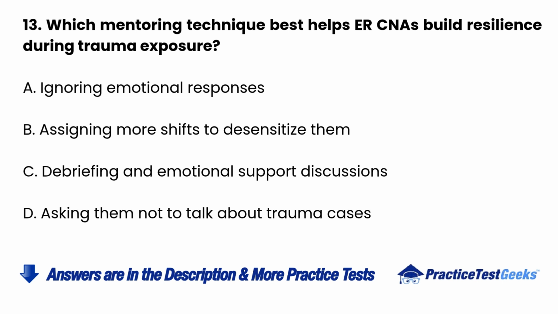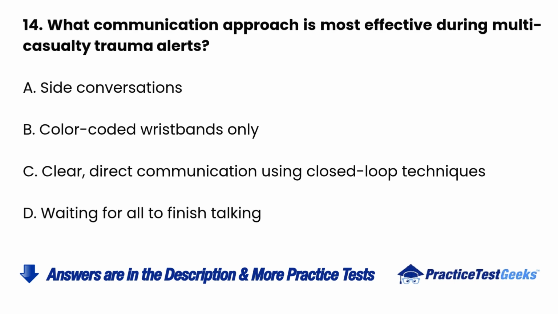A. Ignoring emotional responses. B. Assigning more shifts to desensitize them. C. Debriefing and emotional support discussions. D. Asking them not to talk about trauma cases. 14. What communication approach is most effective during multi-casualty trauma alerts?